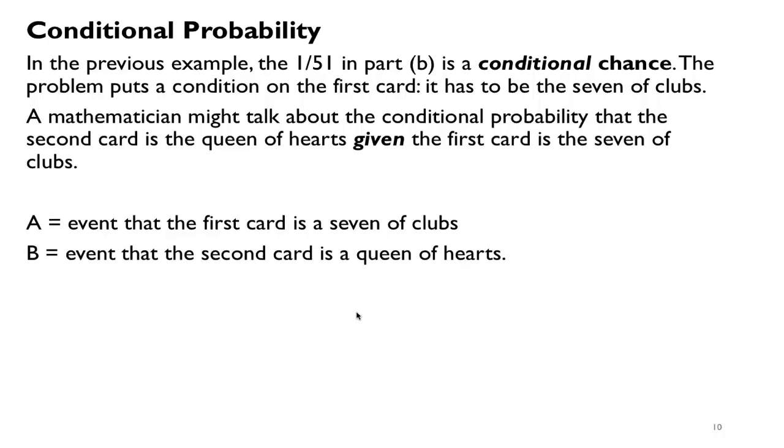So let A be the event that the first card is the 7 of clubs, and B be the event that the second card is the Queen of Hearts.